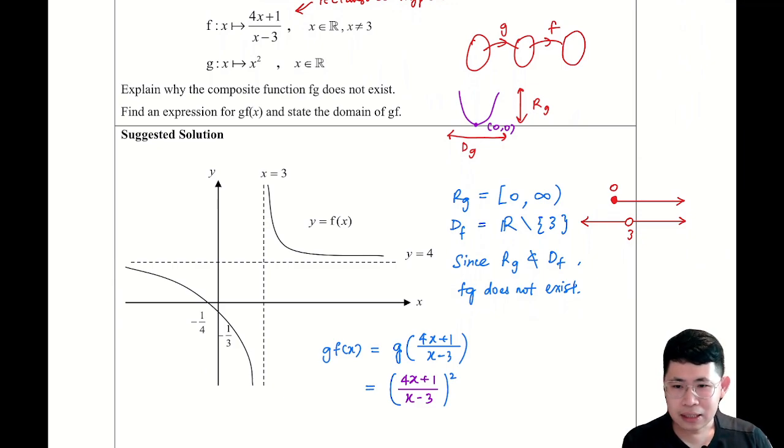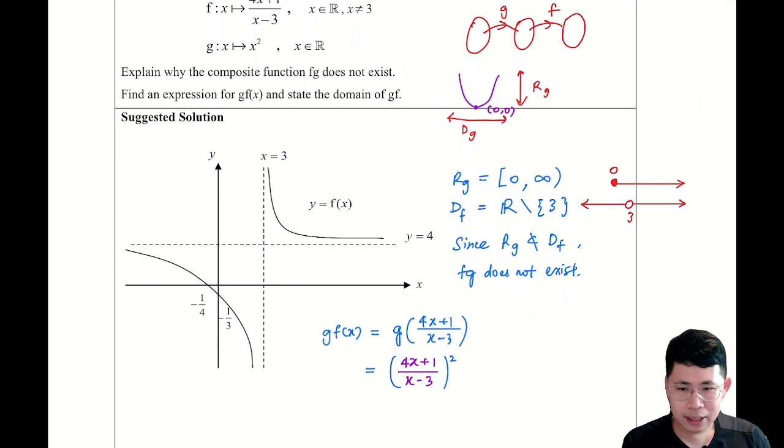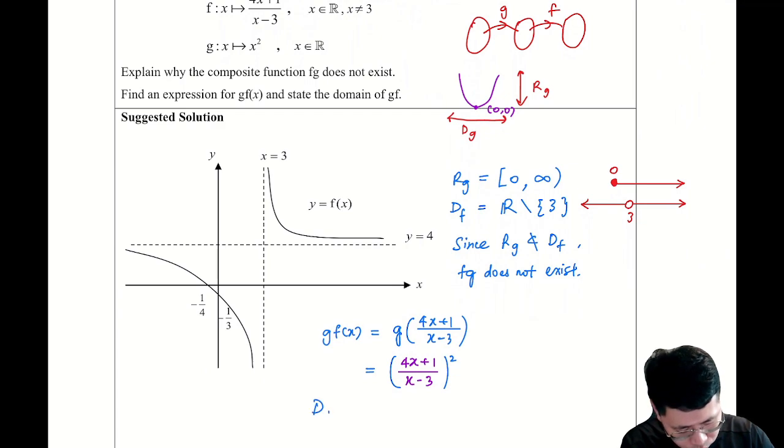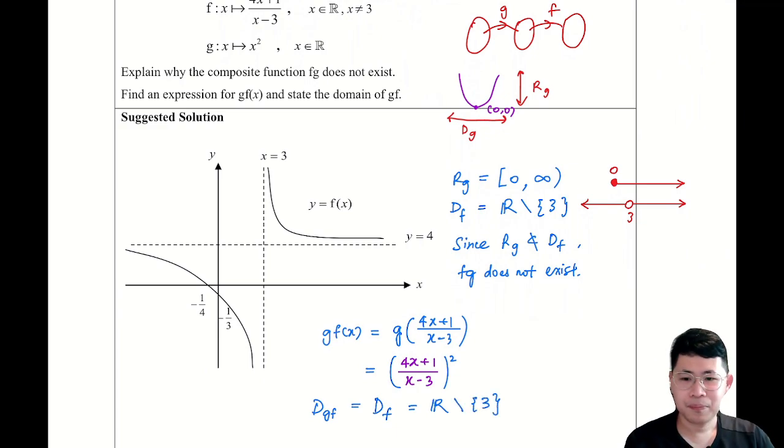Now, what is the domain of gf(x)? The domain of gf is equal to the domain of f, and what is the domain of f again? All the real numbers except for the value of 3, like this.